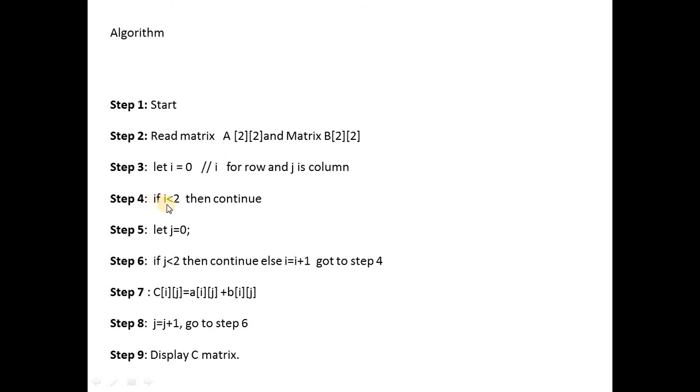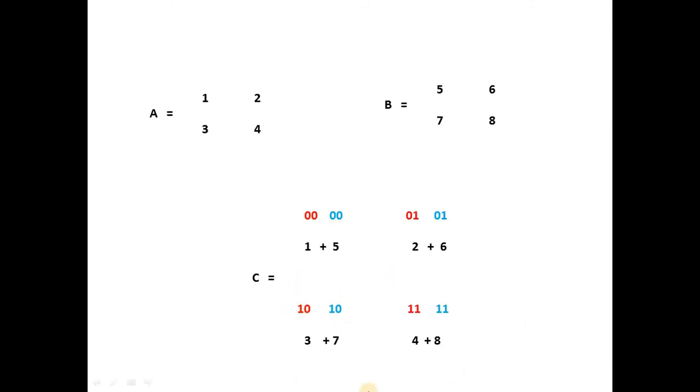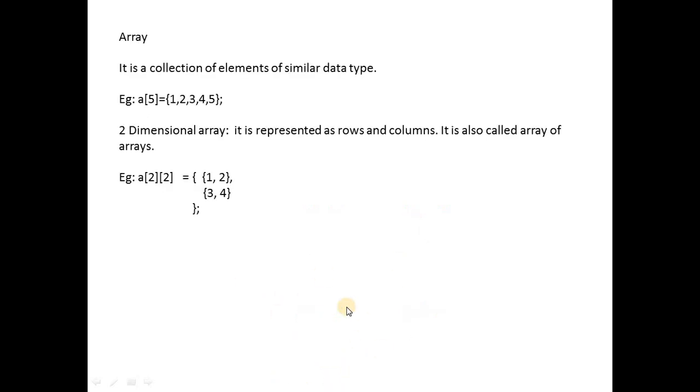Now check the value of I. 1 less than 2. True or false? True. So if it is true, you have to continue. Now again j became what? In step 5, j became 0 again. So I is 1, j is 0. Now you are checking here, 0 less than 2. True or false? True. So here C of ij, that is C of 1 0, is equal to A of 1 0 plus B of 1 0. So A of 1 0 and B of 1 0 are 3 plus 7, and it is 10. So C of 1 0 became 10. So we got this value also.